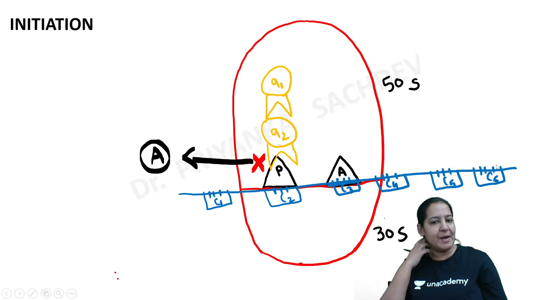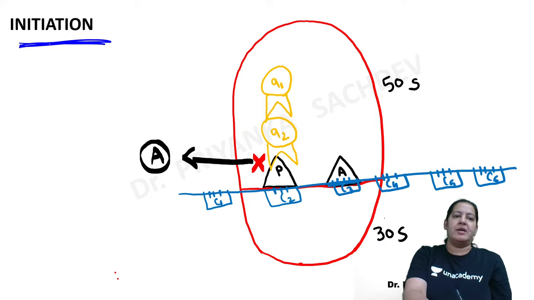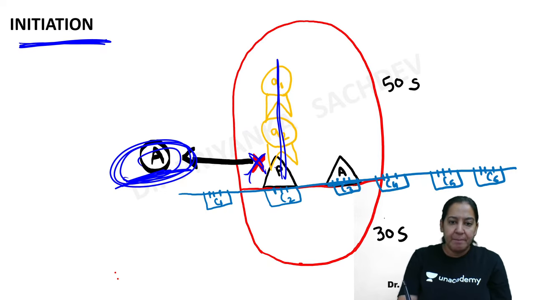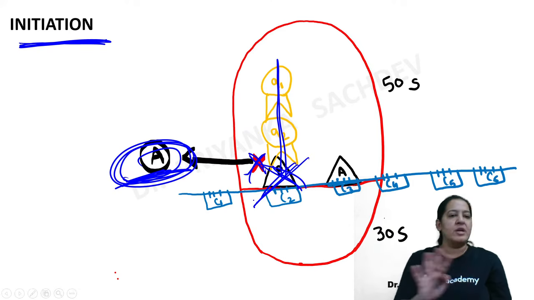So see, this is step number 1. This is initiation. At initiation, the amino acid chain is present at P window. And see, aminoglycoside is inhibiting initiation. So aminoglycosides are the antibiotics which inhibit P window, so there is no initiation.